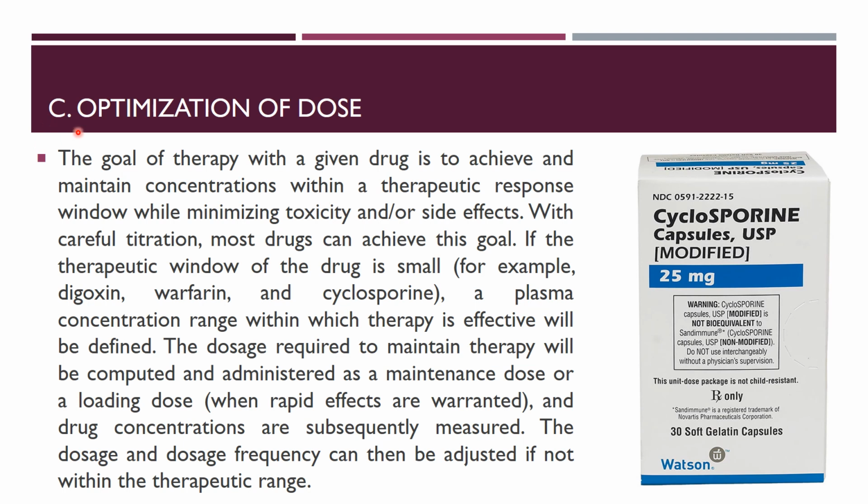The third section, C, is optimization of dose. The goal of therapy with the given drug is to achieve and maintain concentrations within a therapeutic response window while minimizing toxicity and/or side effects. With careful titration, most drugs can achieve this goal. If the therapeutic window of the drug is small, for example digoxin, warfarin, and cyclosporin, a plasma concentration range within which therapy is effective will be defined.